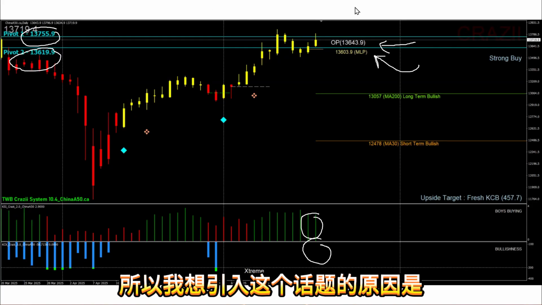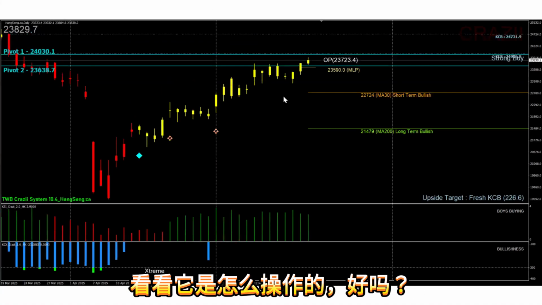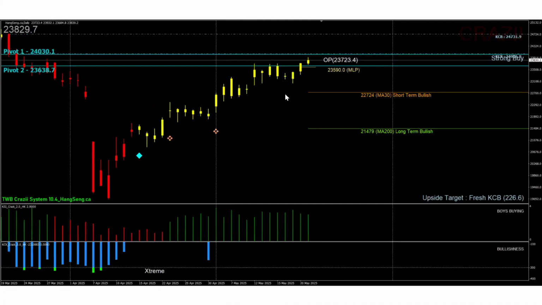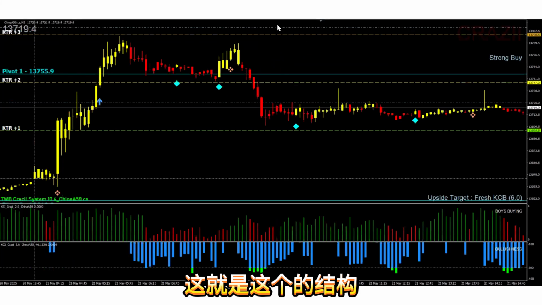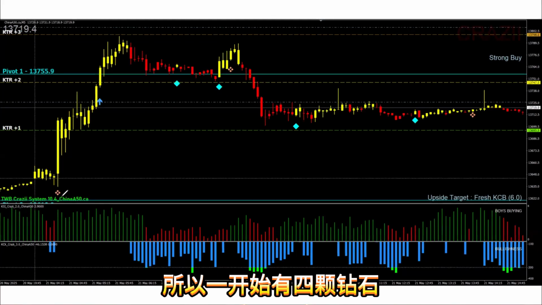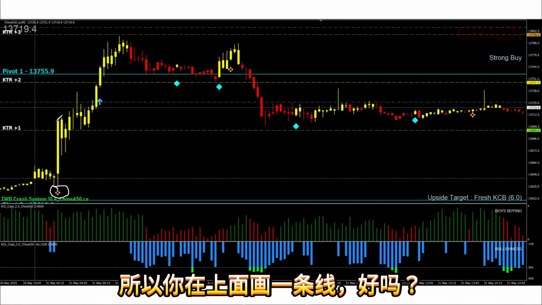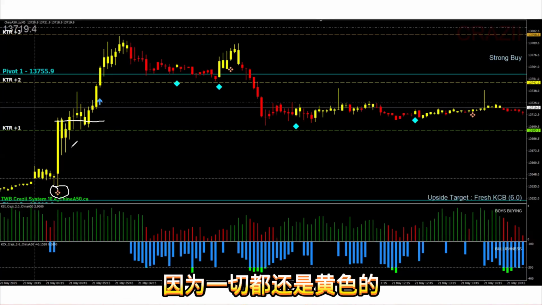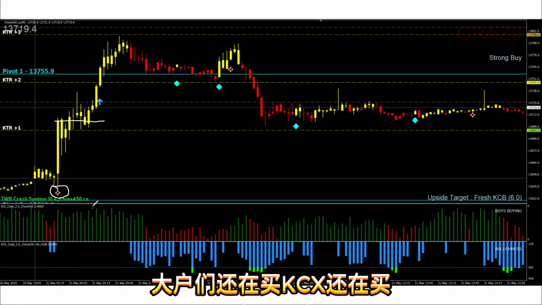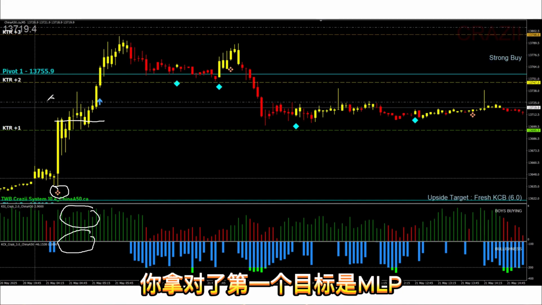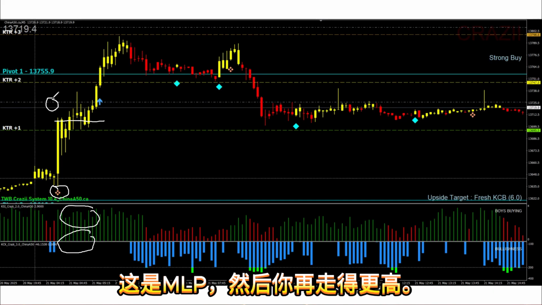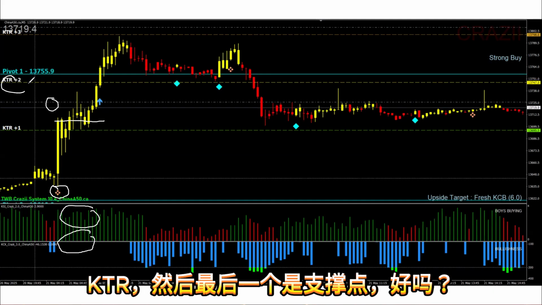So why I want to bring this topic in is, look at how the pivot works, yeah? Okay, on the 5-minute chart. So this is the 5-minute chart. At the start, there was a 4 diamond. So you place a line across it, okay? And because everything is still yellow, boys are still buying, KSI is still buying. So no reason to cut a position. You hold it. The first target will be ML. This is the MLP. Then go higher again, KTR. And then the final one is pivot, all right?